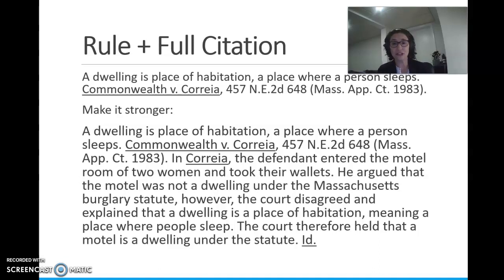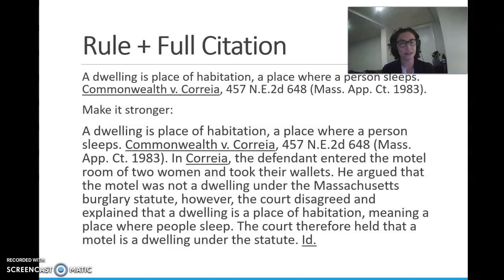Notice what we haven't mentioned at all yet. We haven't mentioned anything about the Danvers Executive Travel Lodge. Is it a place where people sleep? What kind of structure is it? That's going to come in the next part of our IRAC, which is analysis. So again, this is the end of the rule section, and next we're going to move on to analysis.